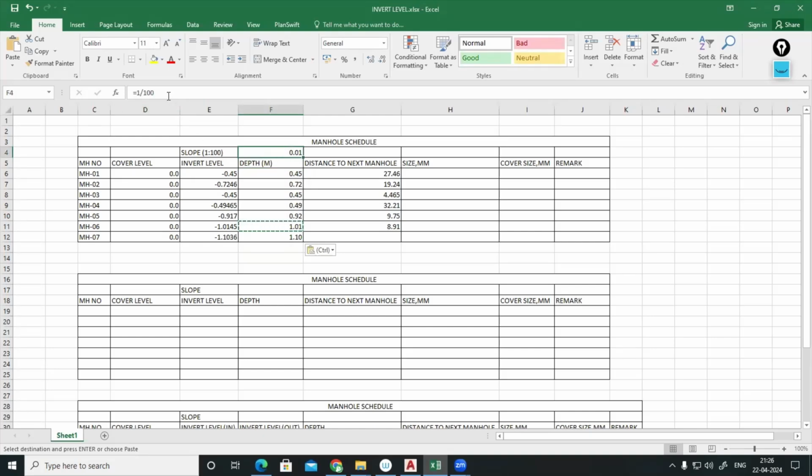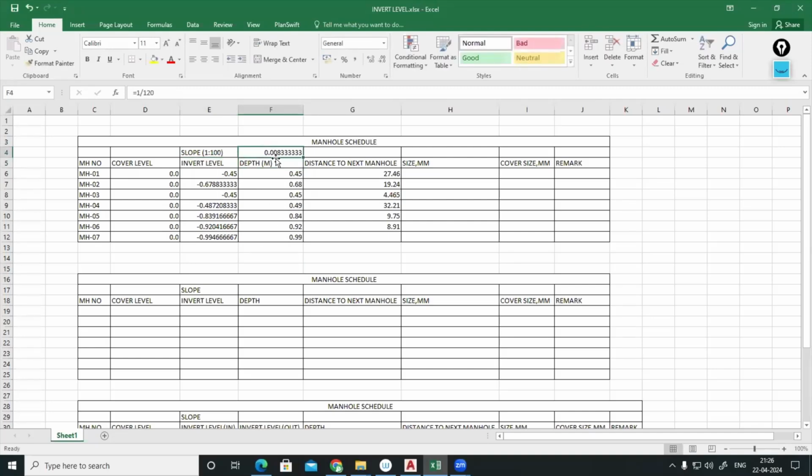For example, 1:120. If you are following 1:120, you can change it here. Then all the other values will vary accordingly. If you are following this value, you can make it 1 divided by 120. Accordingly, all the other values will be varying. Okay, easy. Only one time you have to make it.